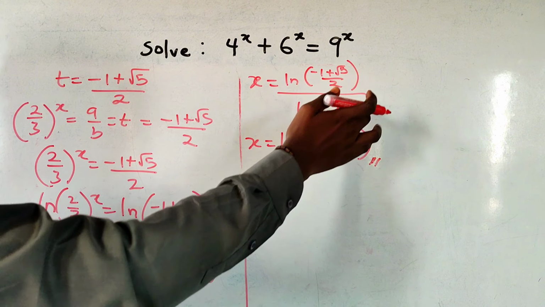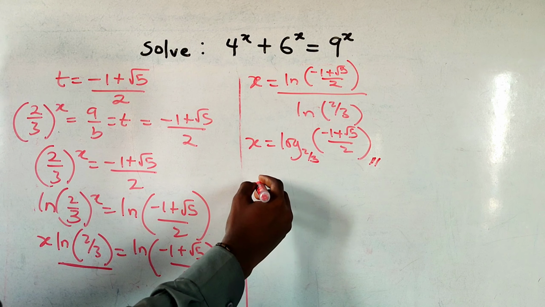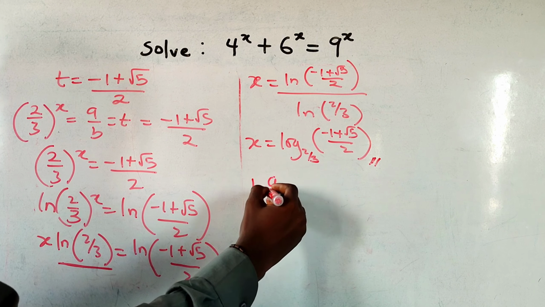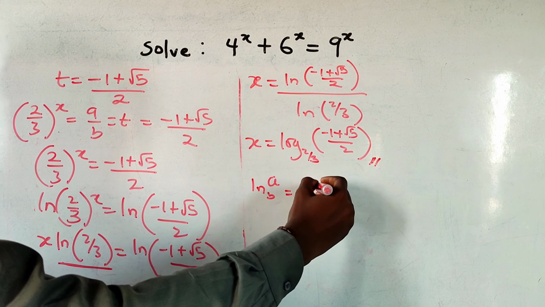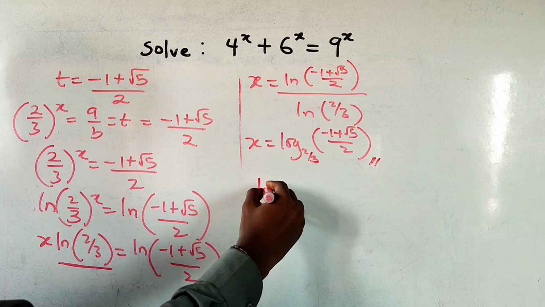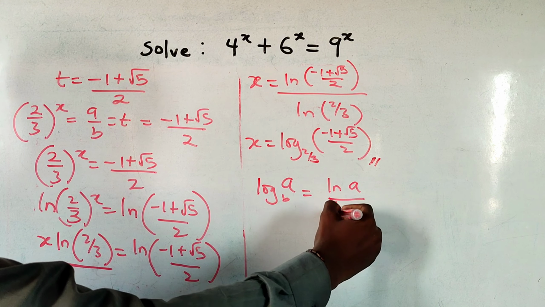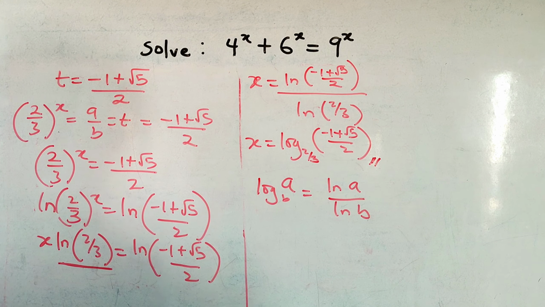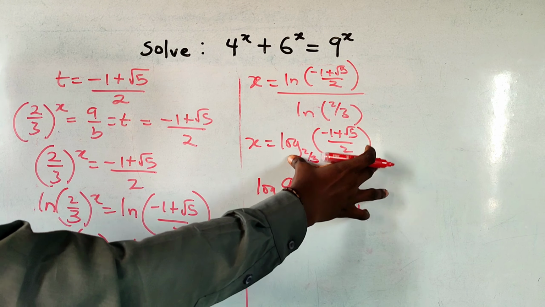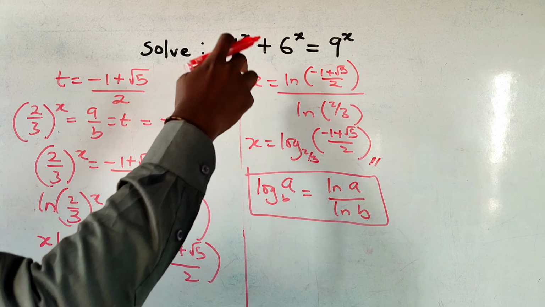Now, we got from here to here using the change of base rule. If I have, let's do it this way, log a to base b, that is the same thing as ln a over ln b, okay? So from here we got here, and from here we can go back here. So this is the rule we used to change this into this.